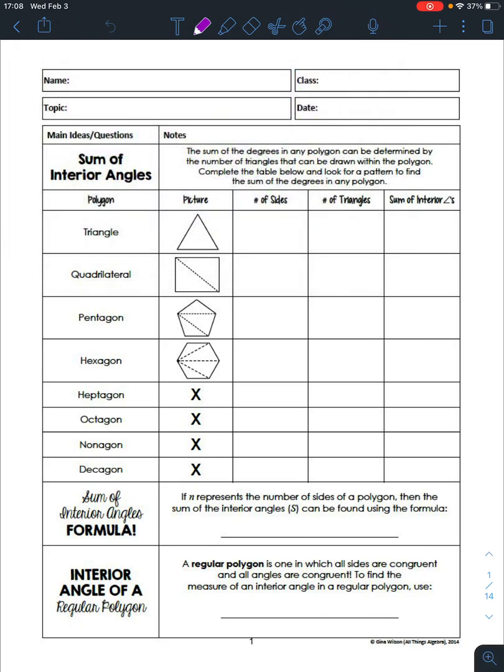So first we have a triangle, which has 3 sides. We have a quadrilateral, which has 4 sides. Quad means 4. Penta means 5, so a pentagon has 5 sides. A hexagon has 6 sides. A heptagon is also called a septagon, but a heptagon has 7. That one's new. An octagon has 8 sides. A nonagon has 9, and a decagon has 10.